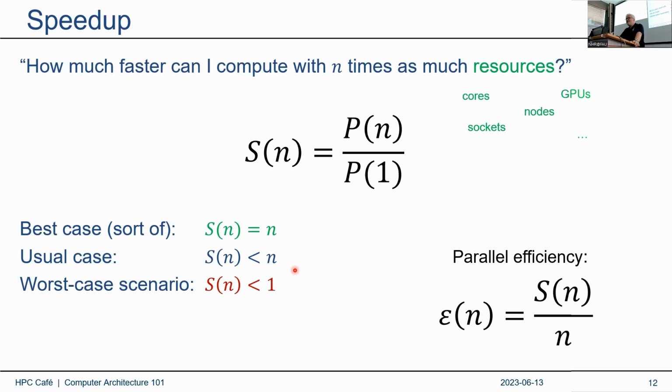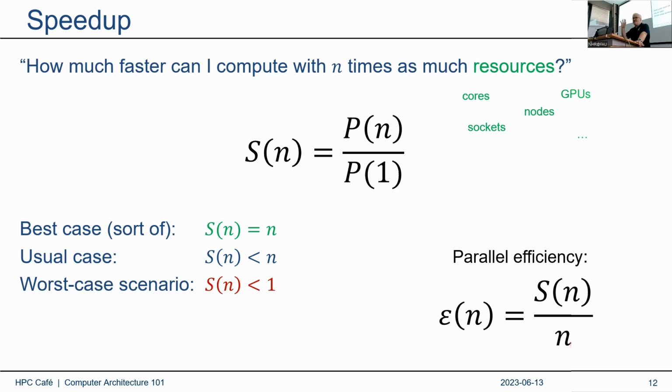Another metric that's derived from the speedup is the parallel efficiency. It's just the speedup divided by n, the amount of resources, which means for perfect scaling, we have epsilon equals 1, perfect efficiency, which means on average, each unit works 100% of the time towards solving a problem. If epsilon is smaller than 1, this fraction epsilon tells you what fraction of the time your hardware is doing something useful. The rest of the time is spent waiting, not bringing the problem to its solution.